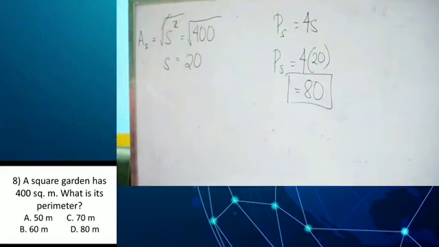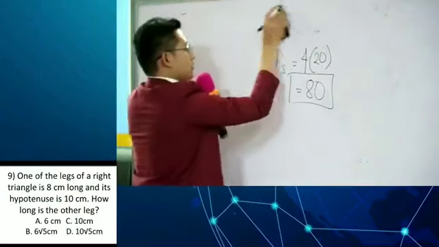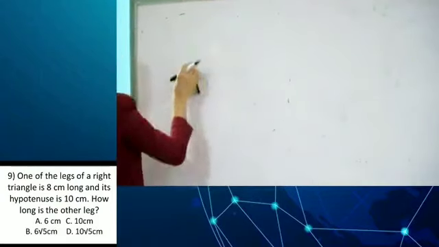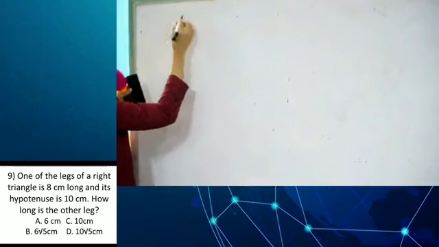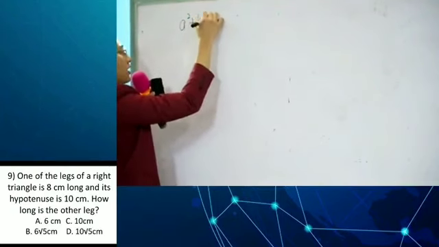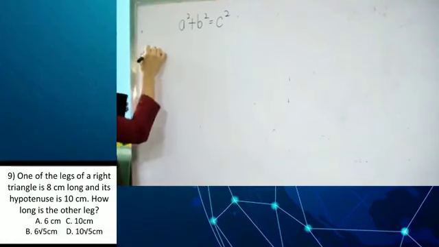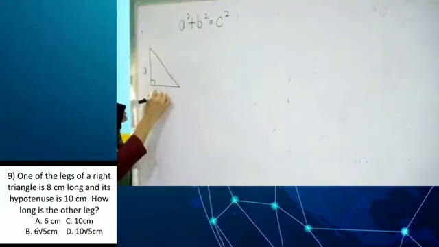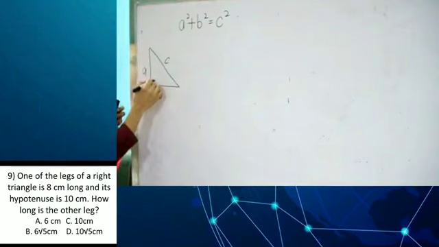Okay. So one of the legs of a right triangle is 8 centimeters long, and its hypotenuse is 10 centimeters. How long is the other leg? So for right triangle problem, gagamit po kayo ng Pythagorean theorem. Okay? So Pythagorean theorem, madali lang yan. So a squared plus b squared is equal to c squared. Okay, wherein A and B are the legs of the right triangle and C is the hypotenuse. So imagine natin, right triangle. So this is A, this is B, this is C. So paano nyo malalaman ang hypotenuse in a given right triangle? That is always opposite the right angle.